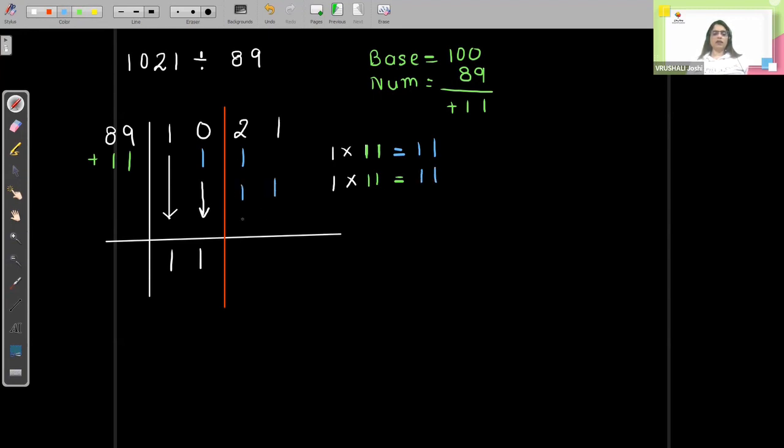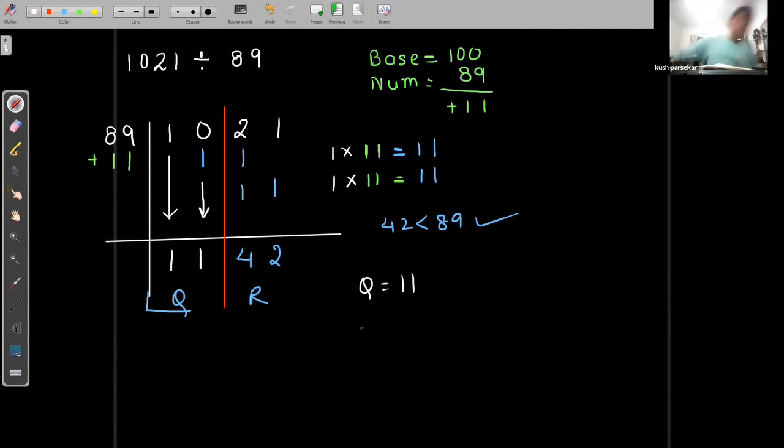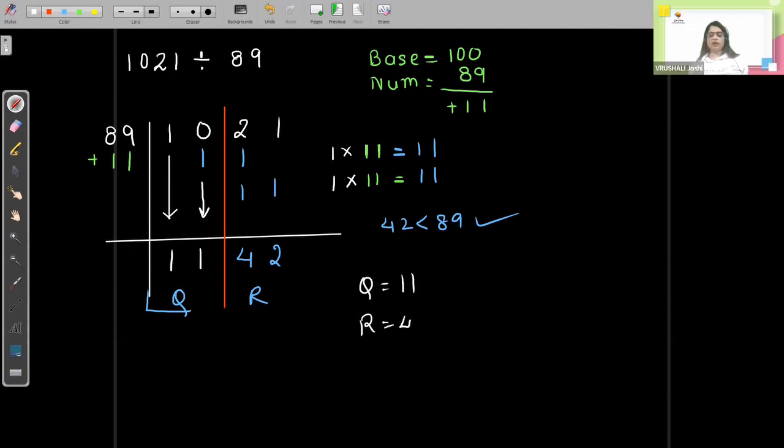Can we add this? 2 plus 1, 3, 3 plus 1, 4, and 2. Check. 42 has to be less than 89. Okay, fantastic. So your answer is this and this. This is your quotient and this is your remainder. Are you guys getting it or no? Yes, ma'am. Quotient is equal to 11 and remainder is equal to 42. Are we clear about it? Yes, Arjun? Are you getting it?